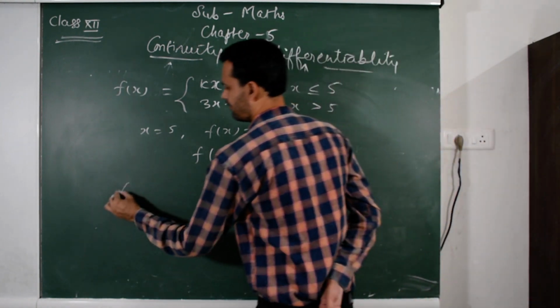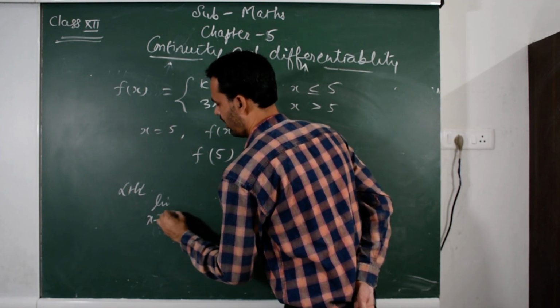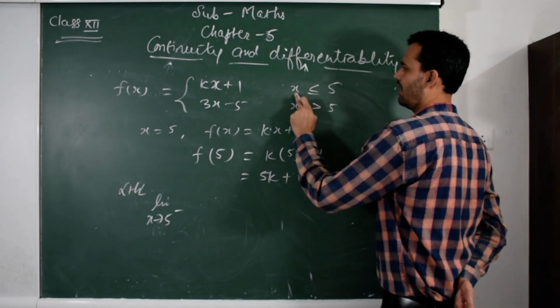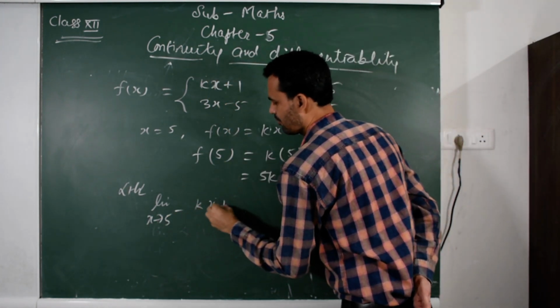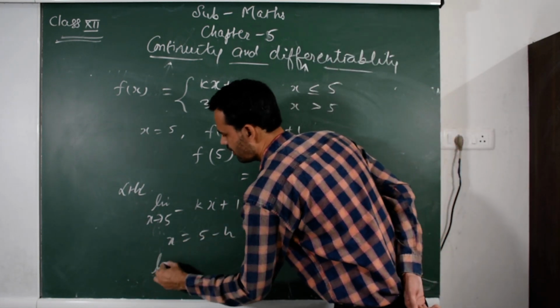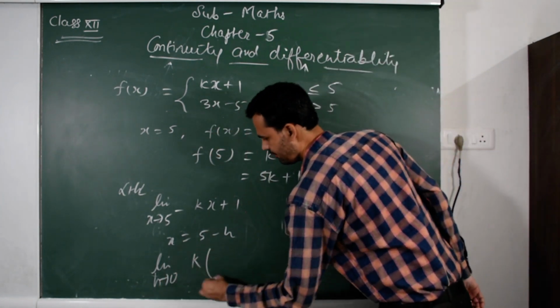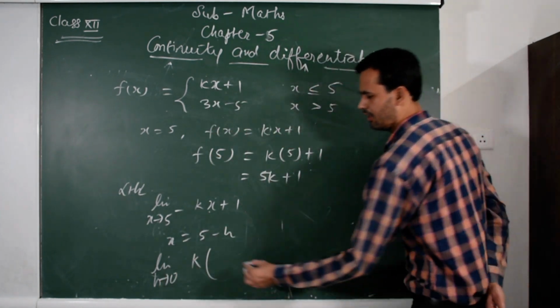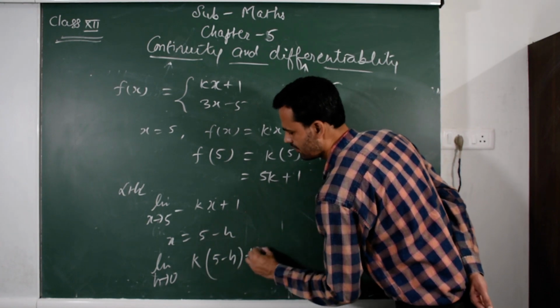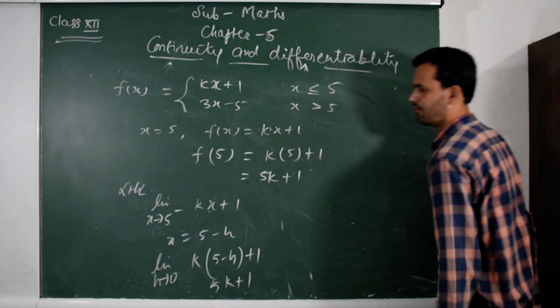Now, LHL, less than 5, x tends to 5 minus. So at less than 5, we have the function kx plus 1. How much less? 5 minus h. Limit changes into h tends to 0, k at the place of x we write (5 minus h) plus 1. Value of h is 0, so it becomes 5k plus 1.